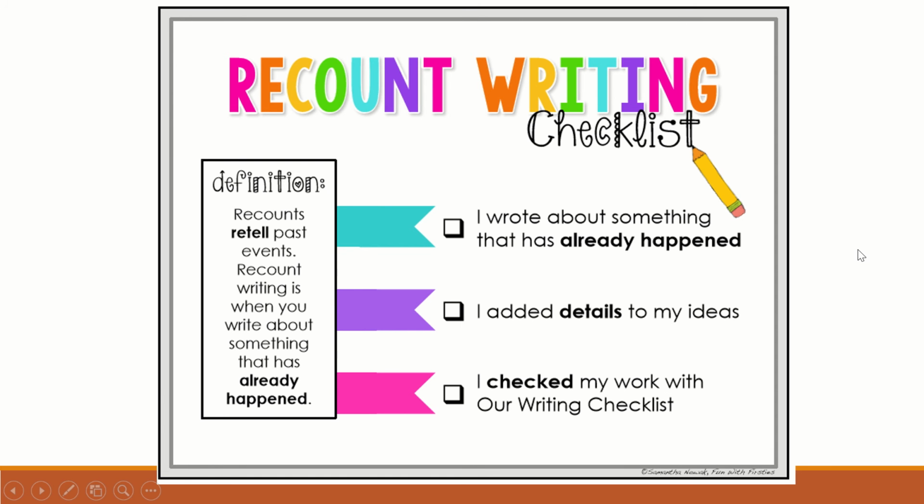Here is a writing checklist. Please make sure you're writing about something that has already happened. Add in detail using the 5 W's. Okay? Retell me the past events, something that has already happened. I can't stress that enough. Please do not write about something that's going to happen, it has to have already happened in the past.